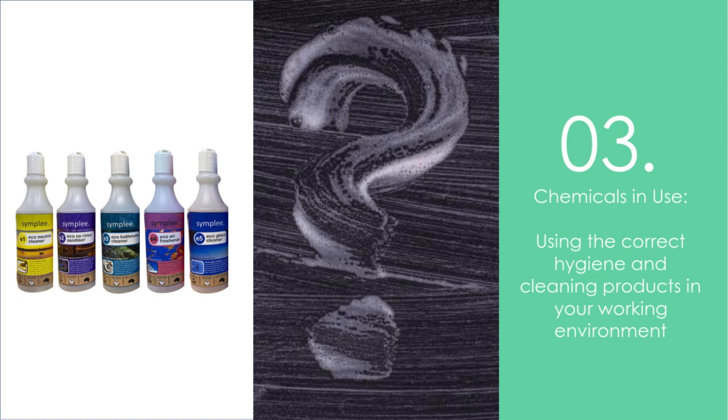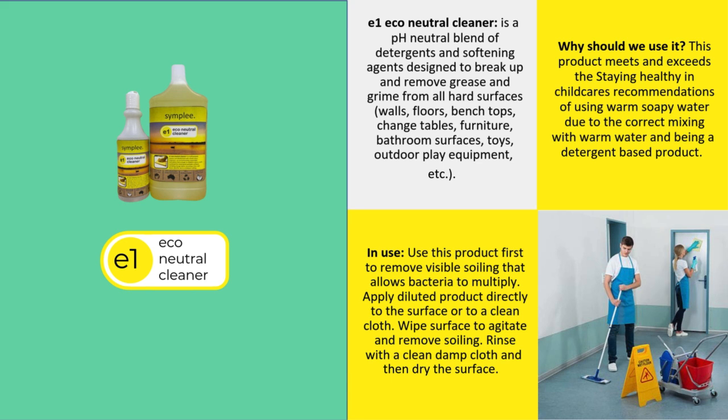In Module 3, we will cover the chemicals in use on your site. Using the correct hygiene and cleaning products in your working environment. Symplee E1 Eco-Neutral Cleaner. As you will see from the image, the 5-litre drum and the 500ml bottles have the same label. This is to ensure that there is no contamination or mixture of chemicals in the spray bottle.